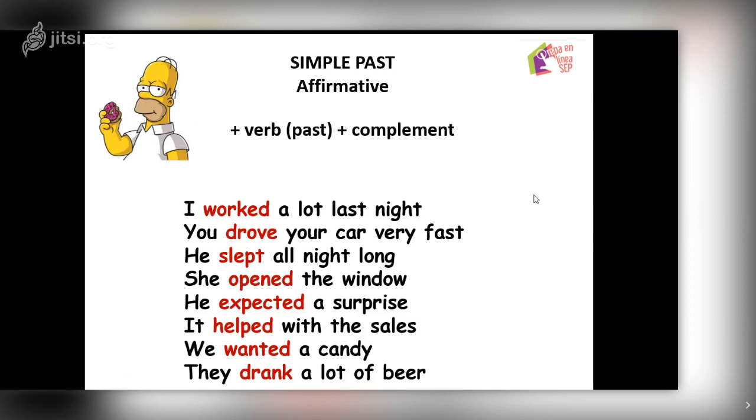Example, I worked a lot last night. Check this out. We are not using any kind of auxiliary. Only the subject, the verb in past, plus the complement. Example, I worked a lot last night. You drove your car very fast. He slept all night long. She opened the window. He expected a surprise. It helped with the sales. We wanted a candy. And they drank a lot of beer. The most important here is the sound of the verb in past, okay? Like D, T, or ed, okay? It depends on the verb.